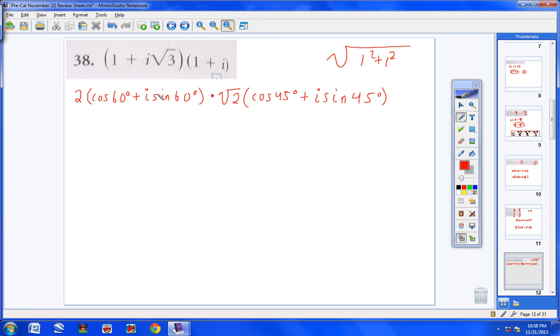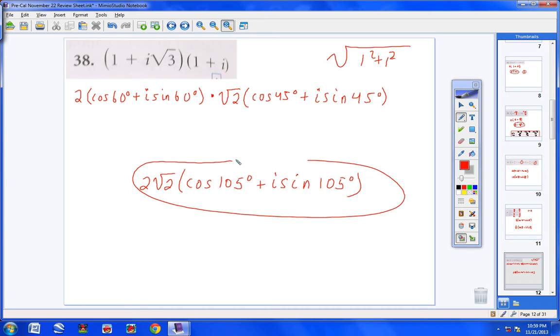So hypotenuse times hypotenuse, 2 times the square root of 2 is 2 square root of 2, and then you add your angles. Cosine of 60 plus 45 is 105 degrees, plus I sine, and then 60 plus 45 is 105 degrees. And that would be the answer.